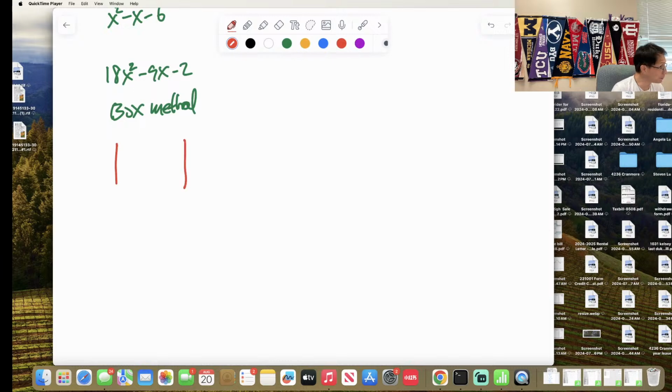It's called the box method. You draw two lines and you put the first and last term inside the two lines, and the middle term is outside. So this is the first thing that you have to do. First, last, middle.